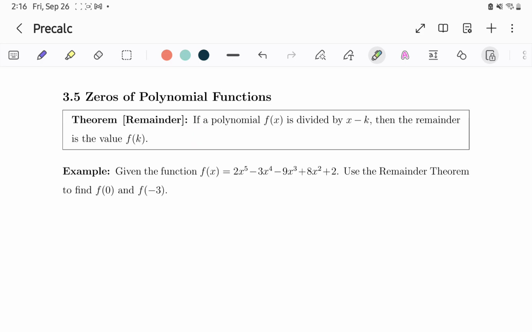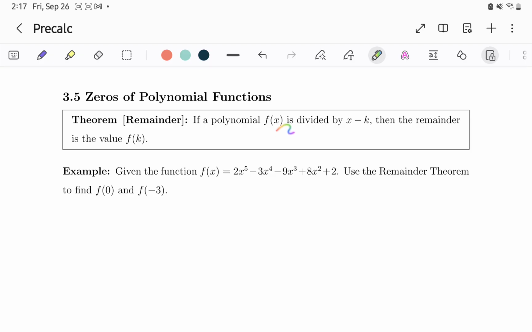So that is still an important tool for us, but now we are going to look at a few new theorems here in this section. And so our first theorem is going to be the remainder theorem, which says that if a polynomial f of x is divided by x minus k, then the remainder is the value f of k.